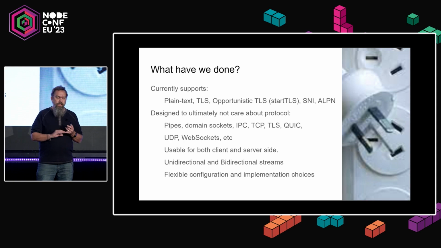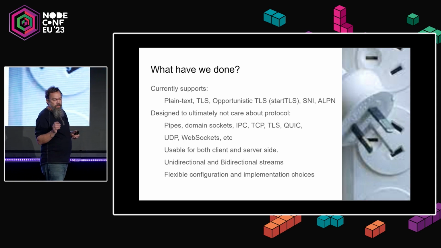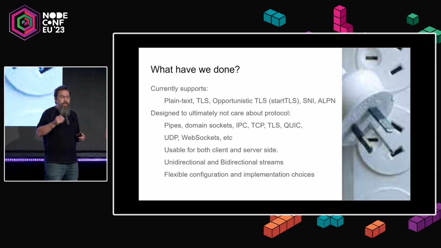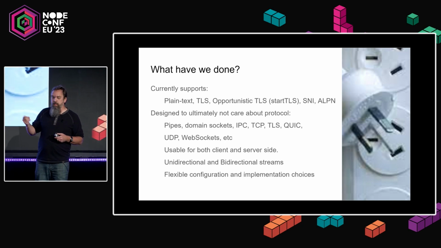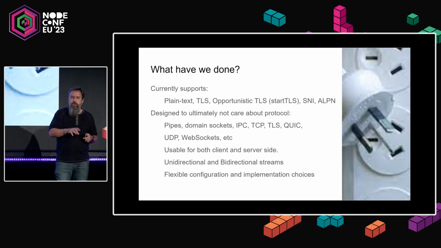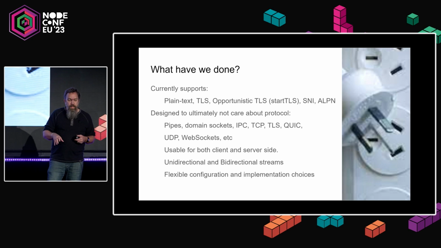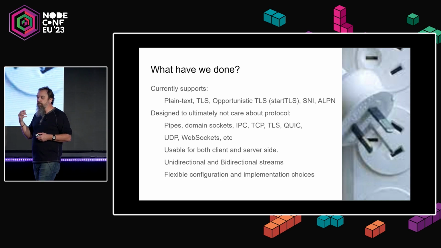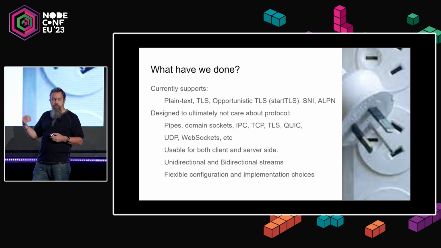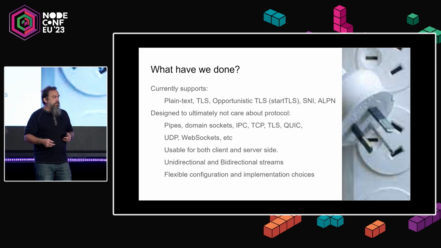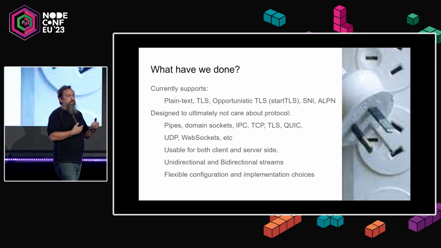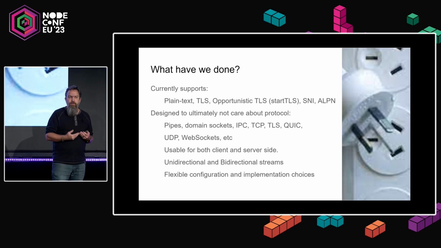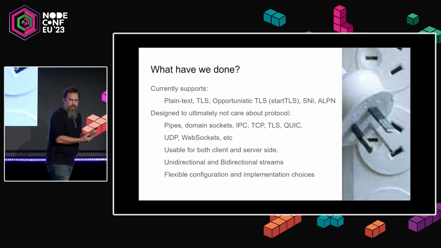The API is designed to be very agnostic of the protocols. And so talking to pipes, domain sockets, IPC, even QUIC. When QUIC ultimately does land in Node and in these environments, this API should be useful for that as well. And that includes some of the newer QUIC features like unidirectional streams. In that case, the socket will just have either the readable side or the writable side closed, and the other side will still be usable. It's still the same API.